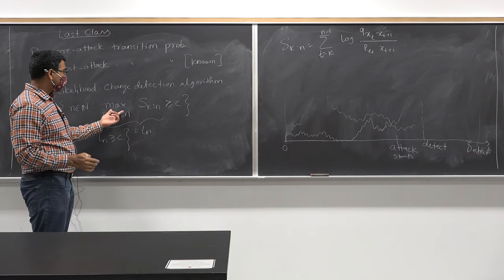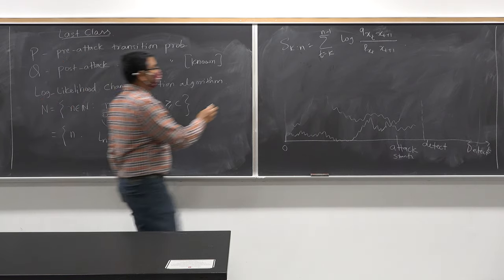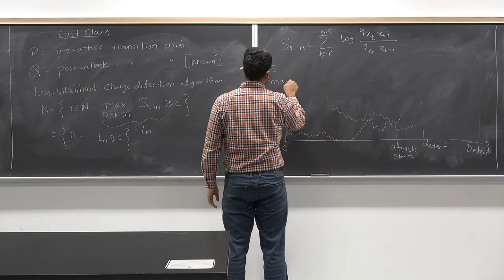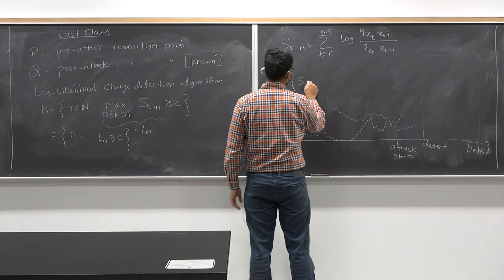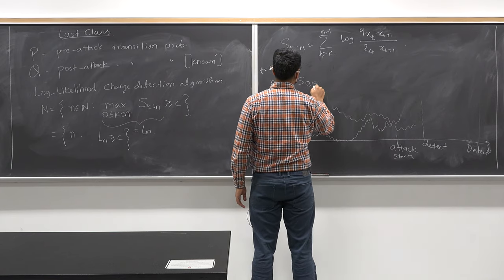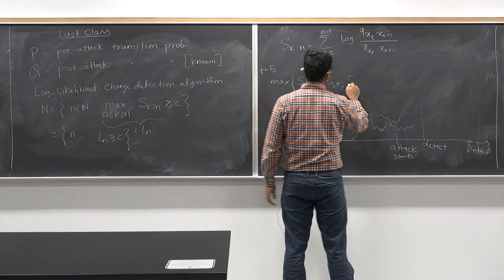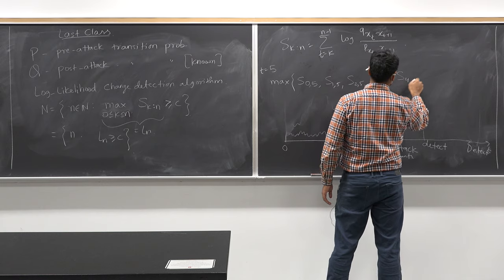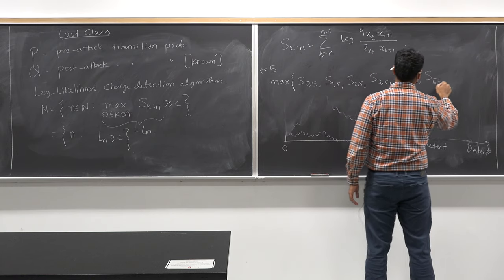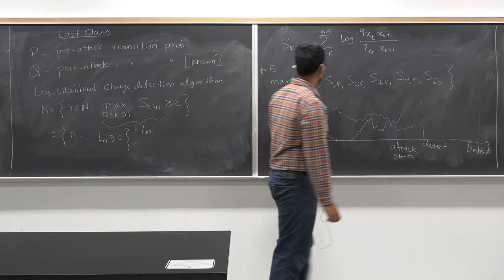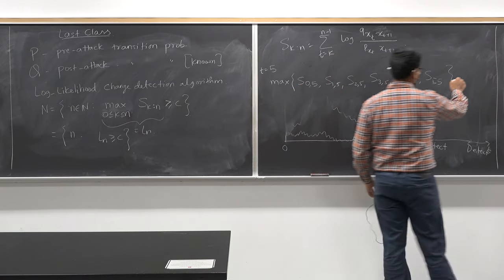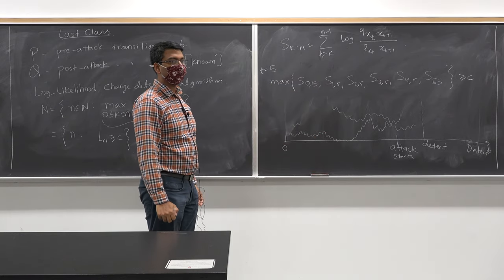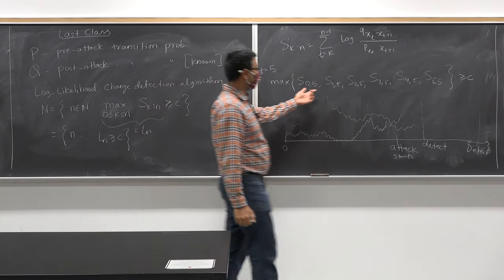You will have to compute the max. So at time t equals 5, you will have to compute max of S_0,5, S_1,5, S_2,5, S_3,5, S_4,5, S_5,5. So you have to compute this max, and then you have to check whether this max is greater than or equal to C or not. So you have to store all of this in the memory.